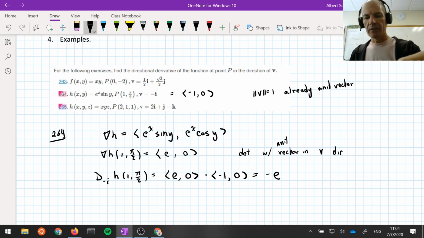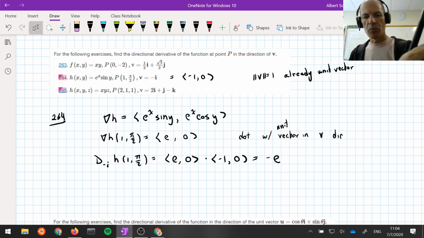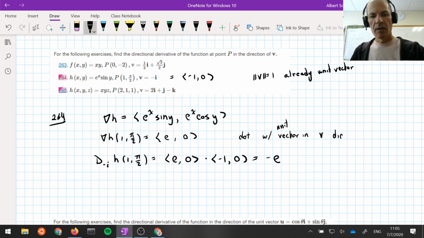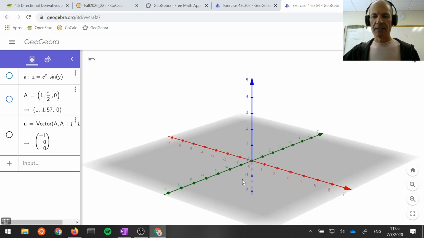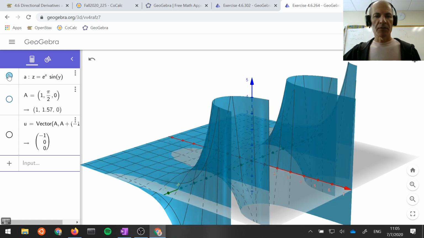And what we know now is if we stand at the point 1, pi over 2 in the domain, and we look in the -1, 0 direction, or we move in that direction, the values of h are going to be decreasing. Let's go look at a GeoGebra example to see this visually. So in this GeoGebra example, we have the positive x, positive y, positive z axes. We have the surface, e to the x sine y. It looks like this.